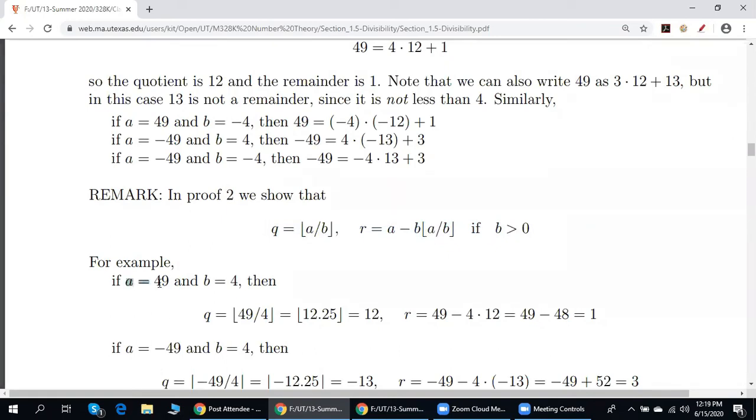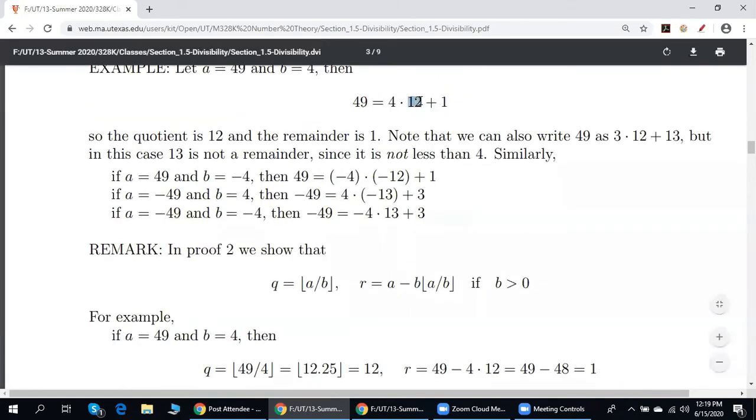We start with a is 49, b is 4. Note that since b is positive, we apply these formulas. So, floor of 49 divided by 4. 49 divided by 4 is 12.25. The biggest integer that does not exceed 12.25 is 12. It's exactly what we got here.